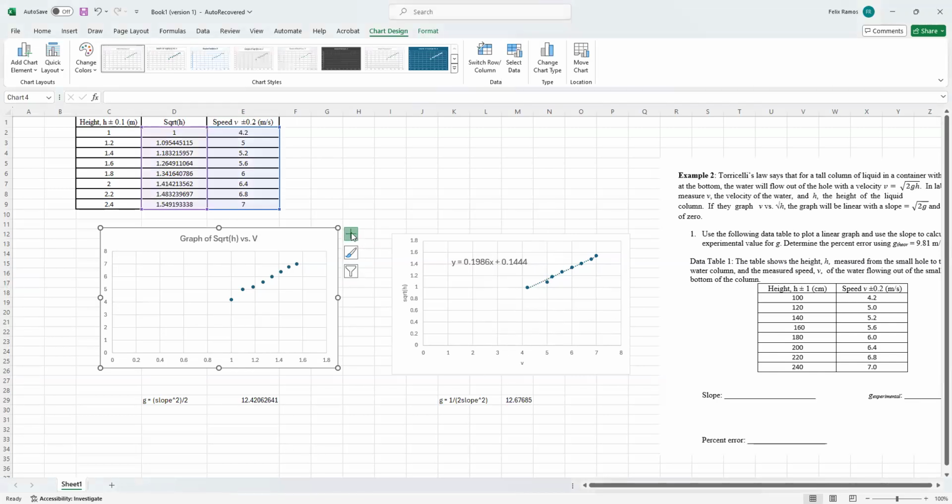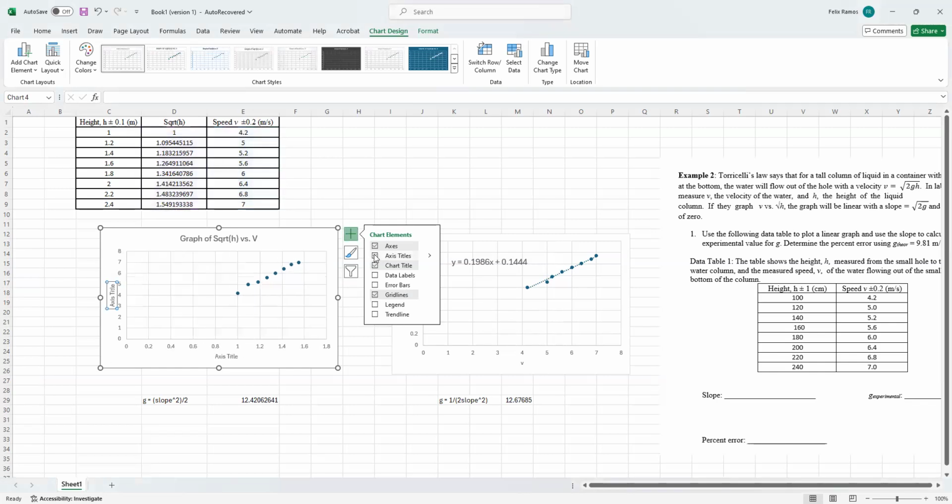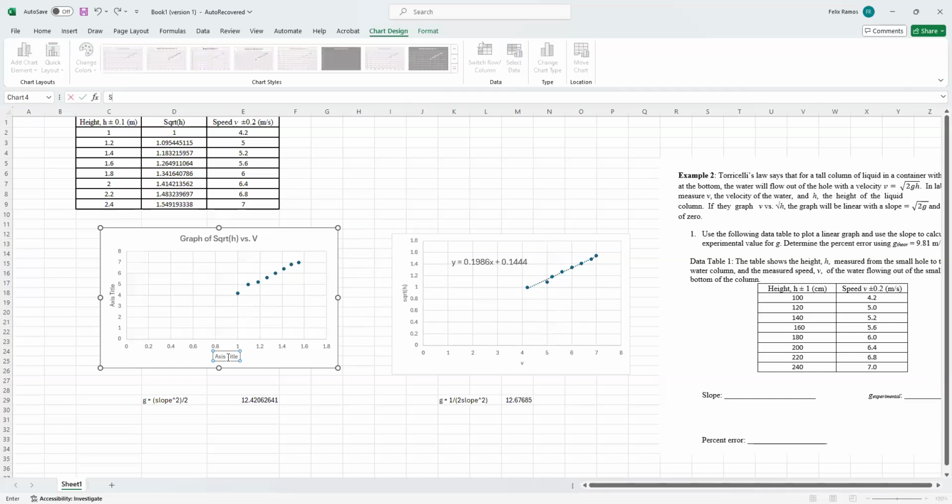Now, if you click here, you can add axis titles. So we say what I have in the x-axis. In the x-axis, I have SQRT of H, so the square root of H, right? If you want, you can put the units, and you say this is in square root of meter. That would be the unit. And the axis title for the y-axis will be speed. You could include the units if you want also.